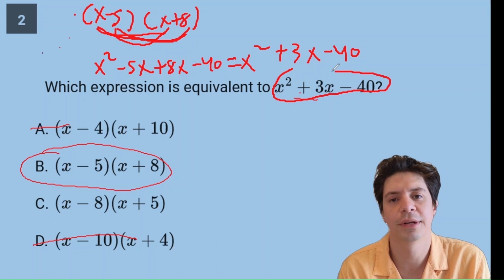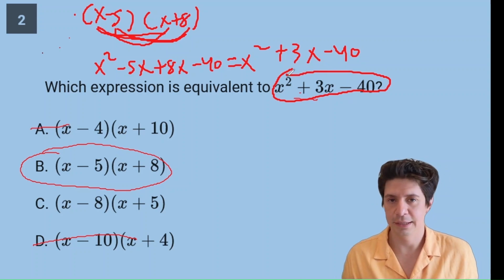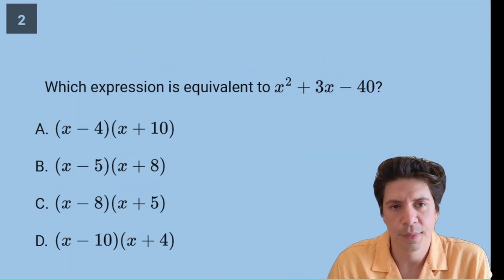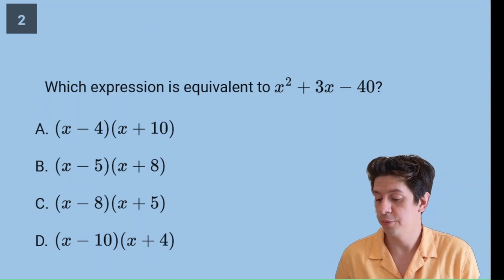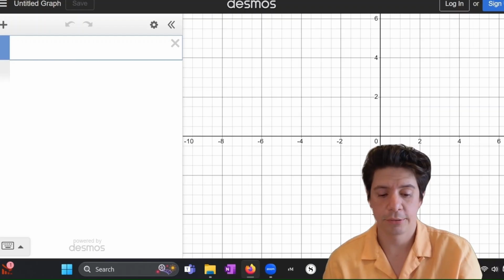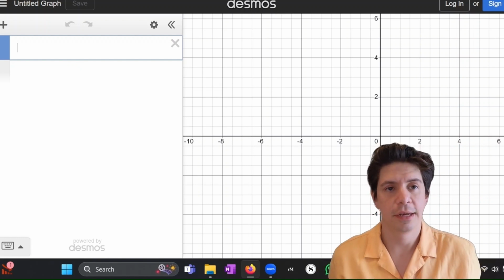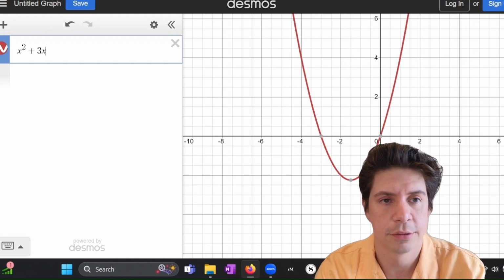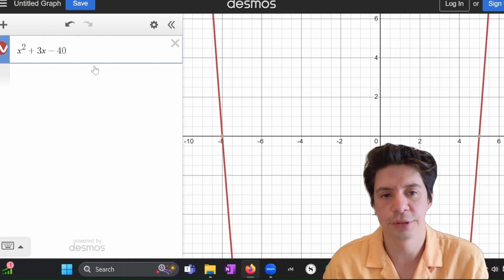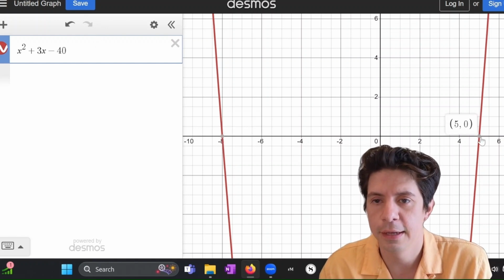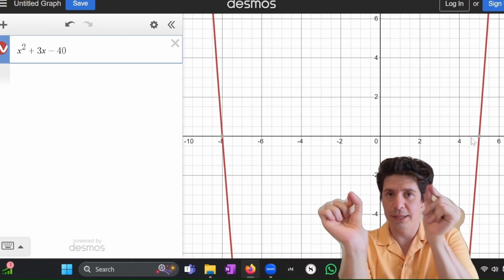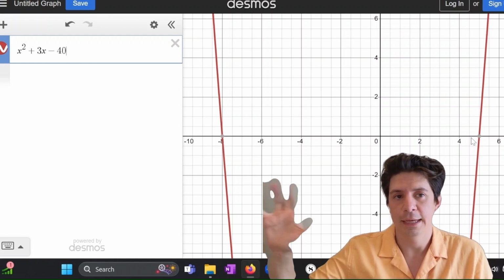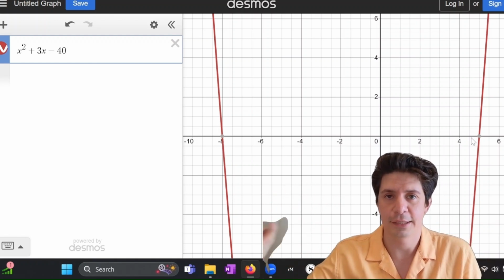So that's one way you can do it. I think that's the best method. Fastest, easiest, no frills method, right? The other thing you could do is you could plug it into Desmos, which I'm going to do right now. So we're going to do x squared plus 3x minus 40, and then we see the solutions, right, at negative 8 and positive 5, and then the solutions are just the negative of what we have in the answer, so it would get us back to x plus 8, x minus 5, okay?